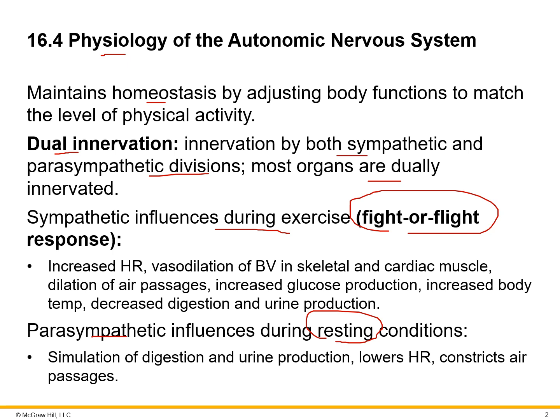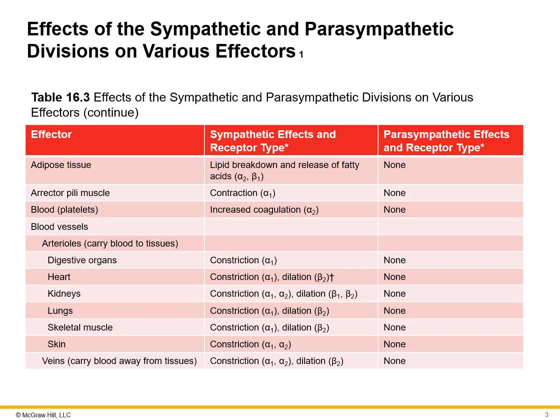If we're fighting or flighting with sympathetic, we're increasing our heart rate, we're dilating the blood vessels to get more blood flow, dilating the air passages to get more oxygen. We need to make more glucose, increasing the body temperature, and then decreasing digestion and urine production. We don't need to be peeing on our way to fight or flight. We don't need to be digesting our food. Whereas in our resting state, this stimulates the digestion and the urinary production, lowering the heart rate, and we're constricting those air passages.